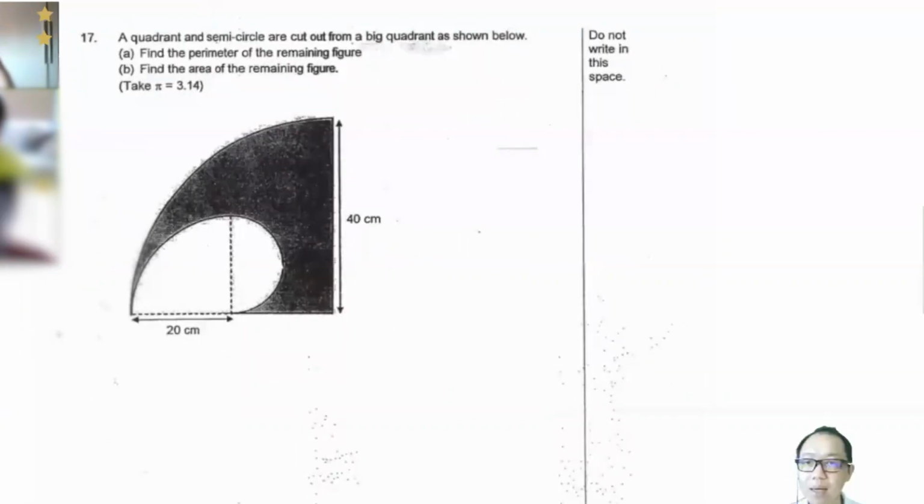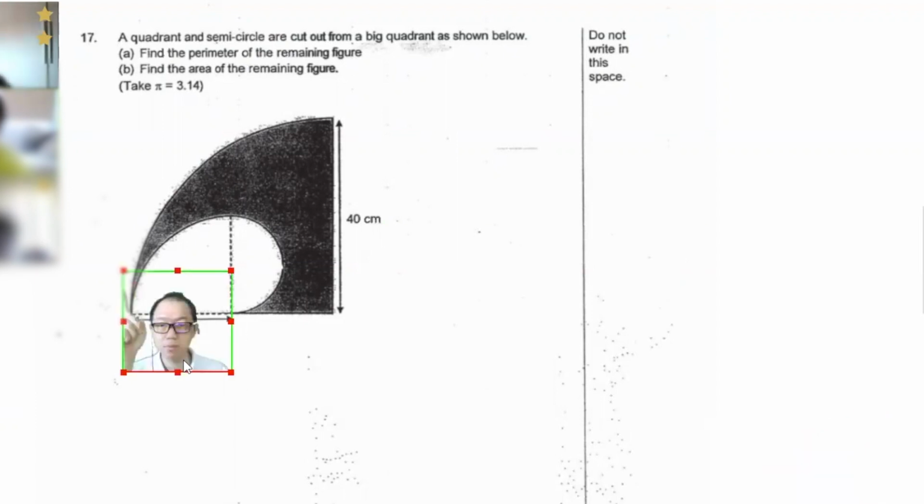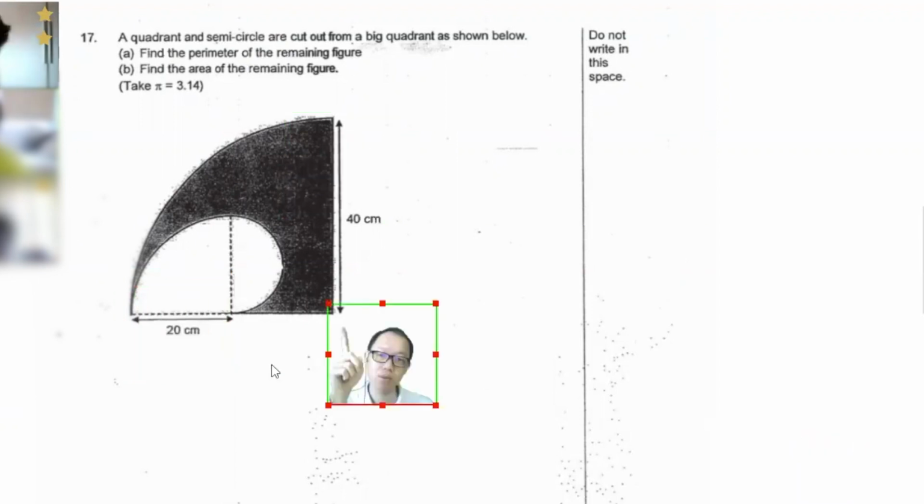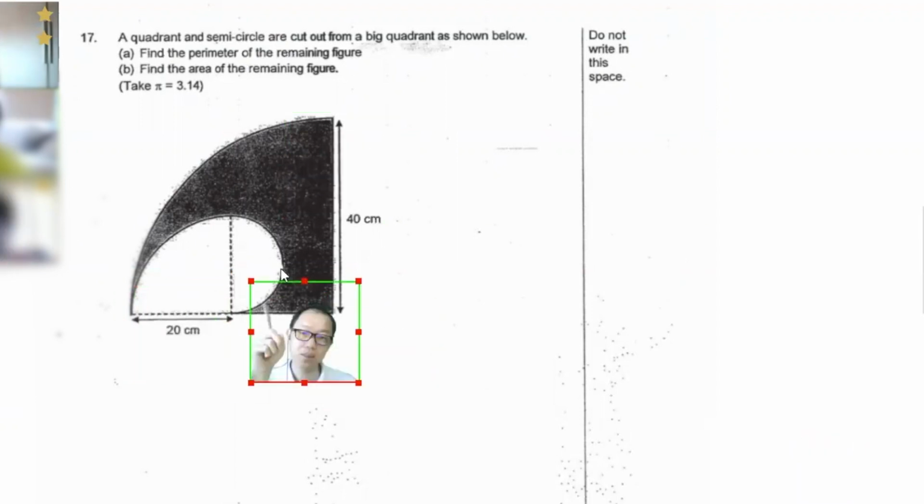So a quadrant and semicircle are cut. So this has got to do with our advanced circle questions. Big quadrant. Find the perimeter of the remaining figure. So where's the perimeter of the remaining figure? It is here, all the way here, down like that, then curl inside.